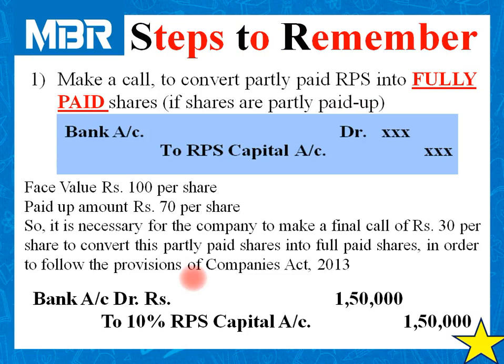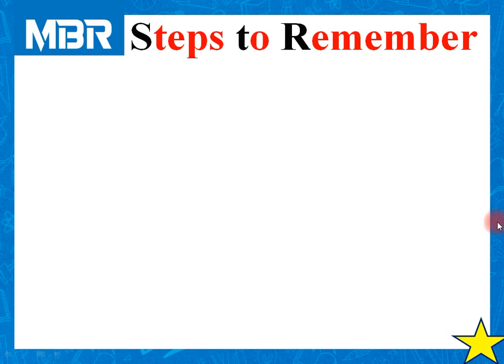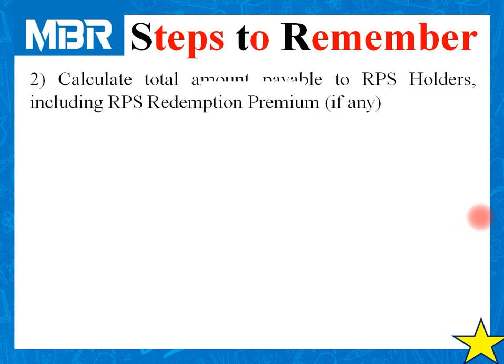Now, what happened in our case? In our case, the face value of the share is rupees 100 and the paid up amount is rupees 70 per share, which means rupees 30 is outstanding per share. Now, as per the provision, first we need to call 30 rupees from our shareholders because it is a provision of the law. So let us call the amount from shareholders. Let us check the question. How many shares were there?